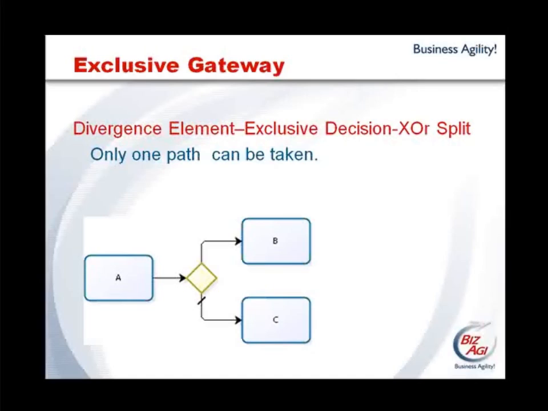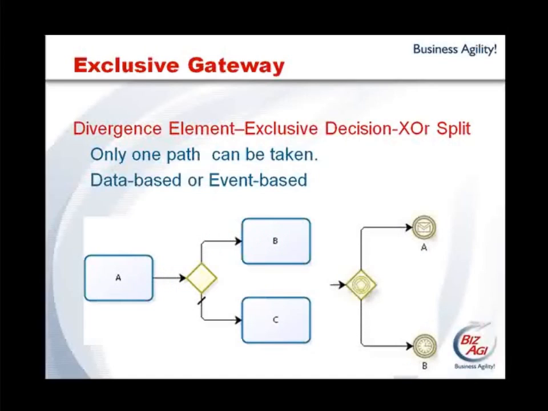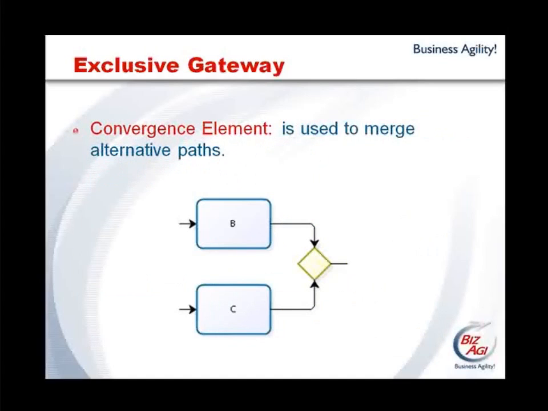The exclusive gateway, as an element of decision, indicates that only one route can be taken from various available. There are two types of exclusive gateway, based on data and based on events. As an element of convergence, it enables the joining of alternative routes into only one.